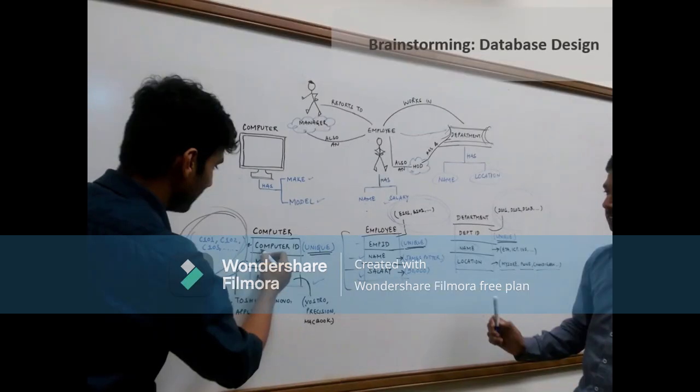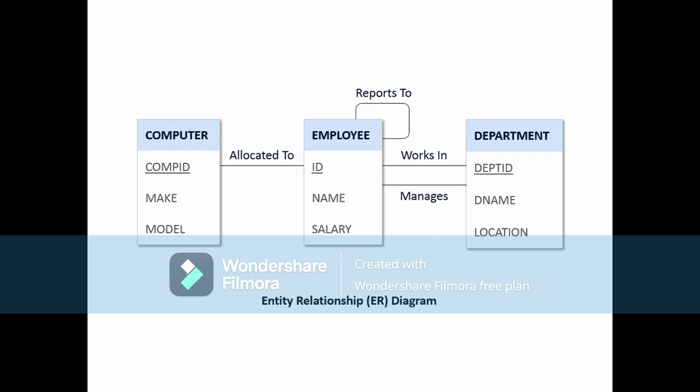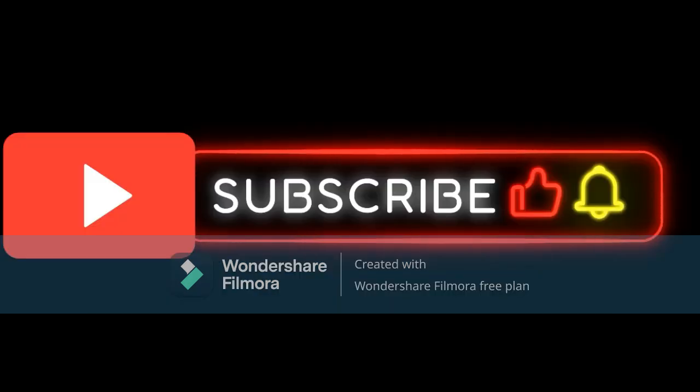We need to store all this data in a database. But first, we must decide a suitable database structure to receive our data. This stage is called database design. We use ER diagram to visualize the database design and data storage requirements. Here is an ER diagram.